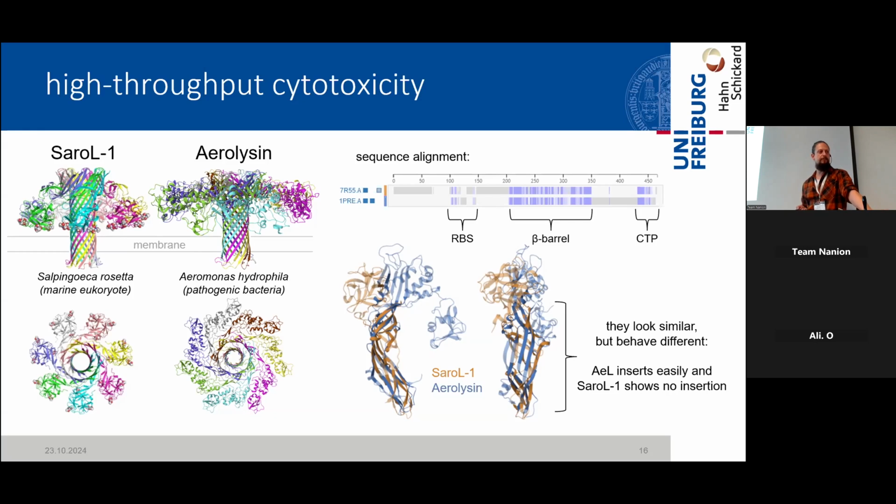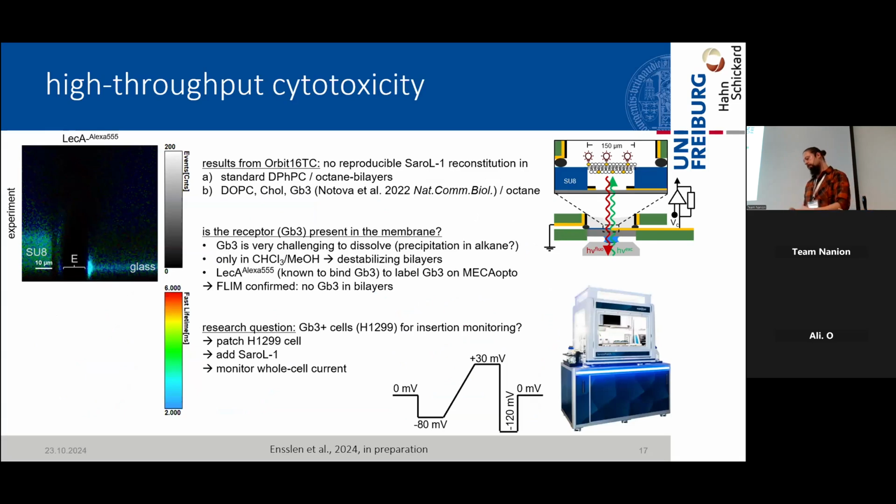So maybe we can simply start, as we always do, with the orbits, and we tried to reconstitute the sorrel pores on the orbit system in our standard DPhPC membranes. But it did not matter how hard we tried. We could apply like 100,000 times the concentration which we usually use for aerolysin. We did not see insertion of this sorrel pore.